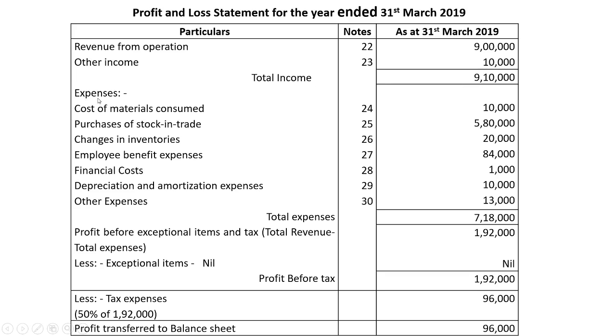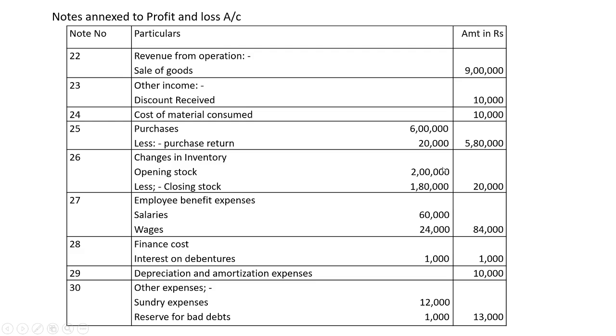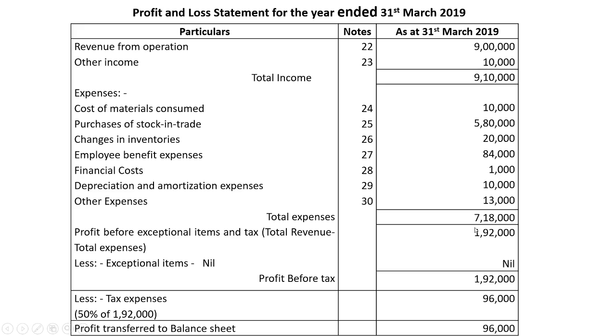Going to the expenses. Under cost of material consumed, note number 24, 10,000. Purchase of stock in trade, note number 25, 5,80,000. Changes in inventory, note number 26, 20,000. Employee benefit expenses, note number 27, 84,000. Financial cost, note number 28, 1,000. Depreciation and amortization expenses, note number 29, 10,000. And other expenses, note number 30, 13,000. The total of expenses is 7,18,000.